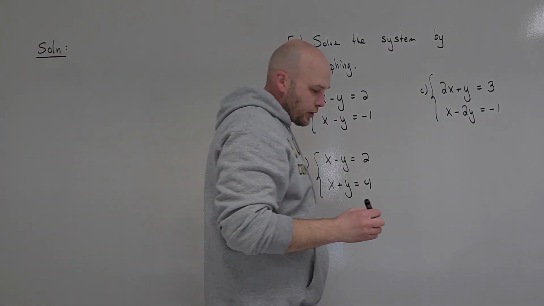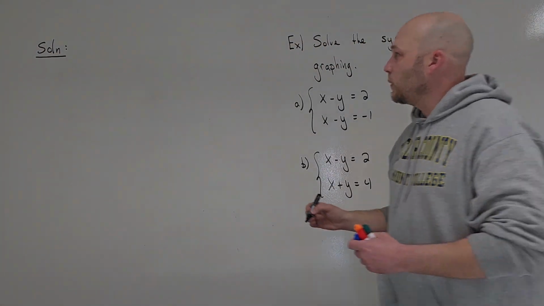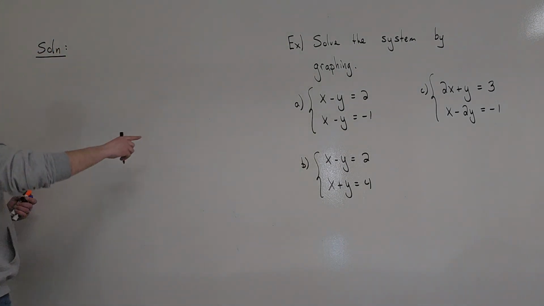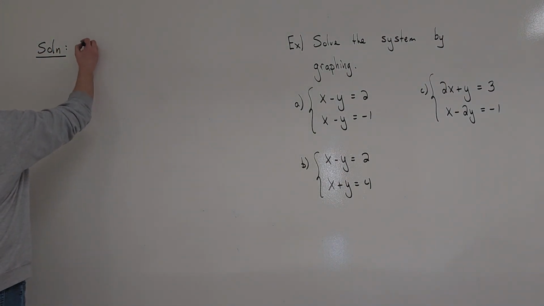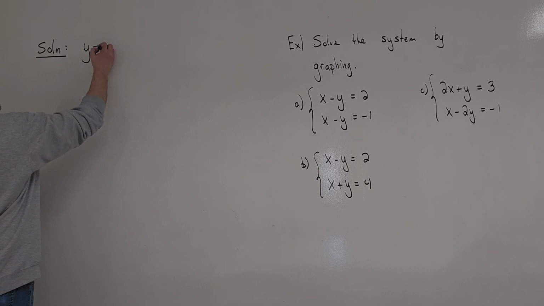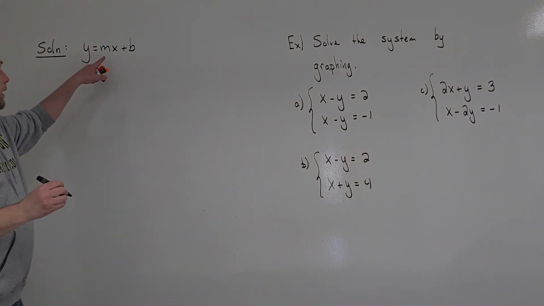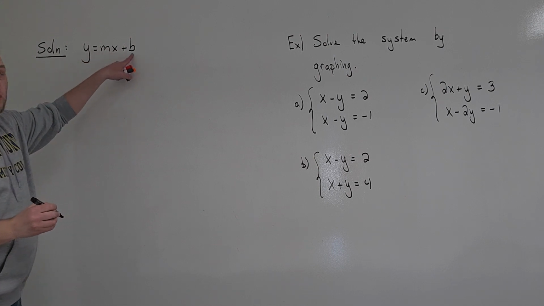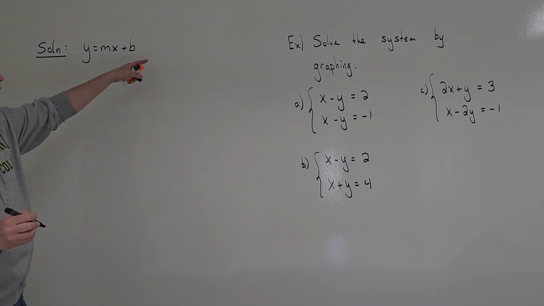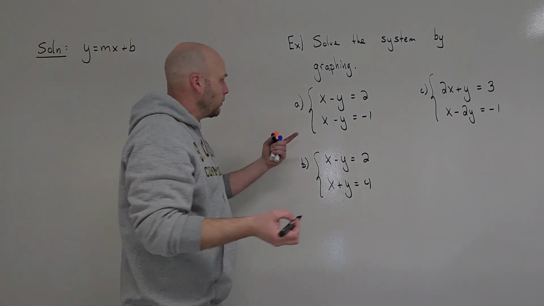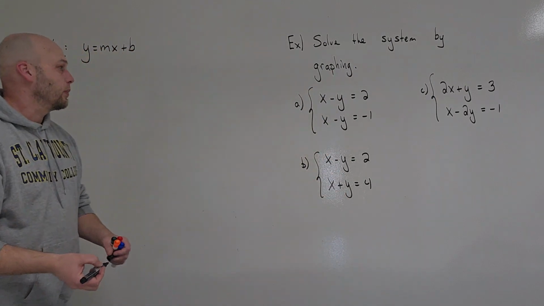For part A, in order to graph those lines, what I'm going to start by doing is writing them each in the form, and this is for all A, B, and C. I'm going to start by converting each one of those to the form y equals mx plus b. Remember, m is your slope, b is your y-intercept. If you're not sure how to do that, we'll walk through a bunch of examples here.